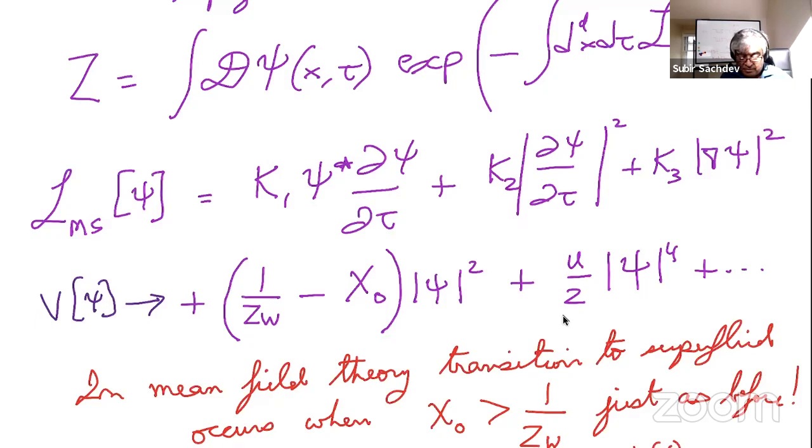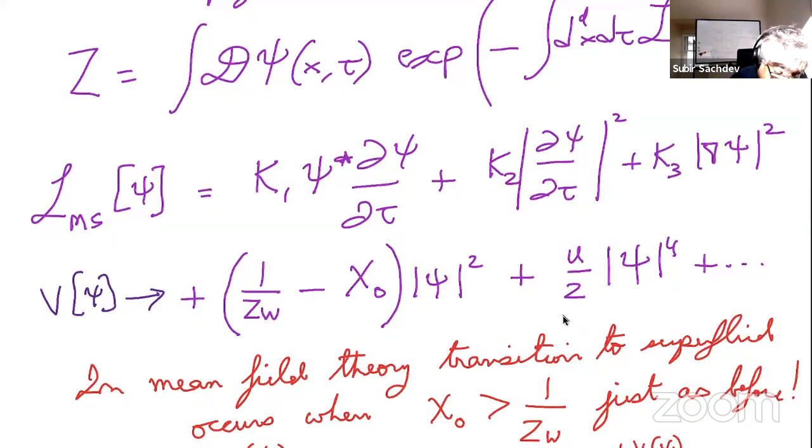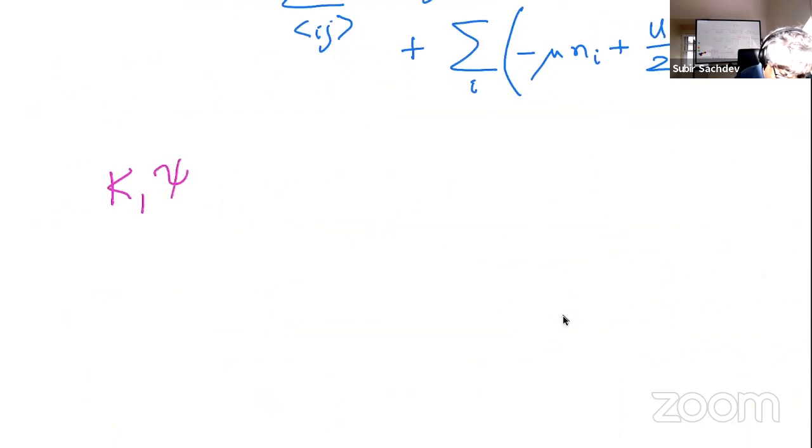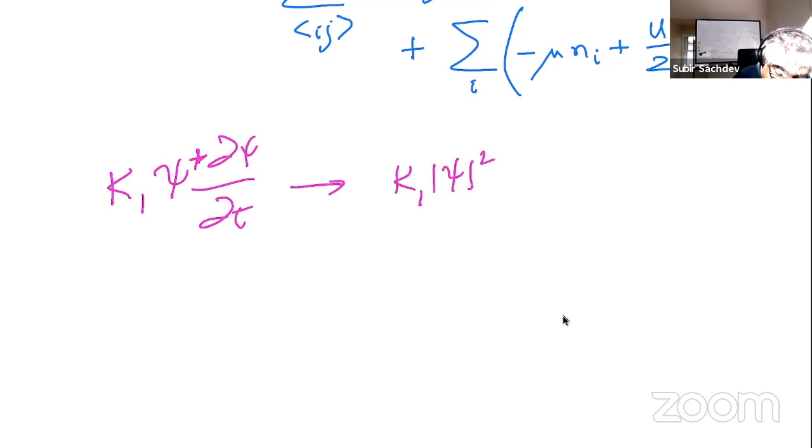Okay. So then I look at what are the simplest consequences of a time-dependent mu. Well, it turns out the two terms I want to focus on are just these two terms here. So now what happens to this term under a gauge transformation? Well, that term, we know what that does. That's K1 psi star d psi d tau. That just goes to K1 psi squared d phi d tau under the gauge transformation.